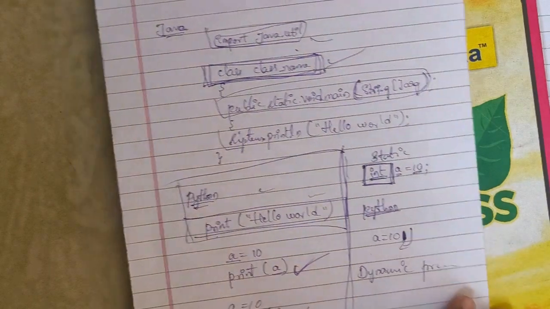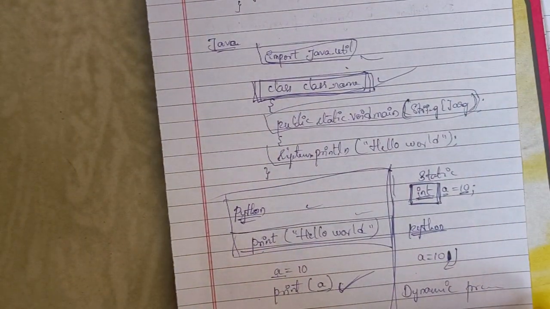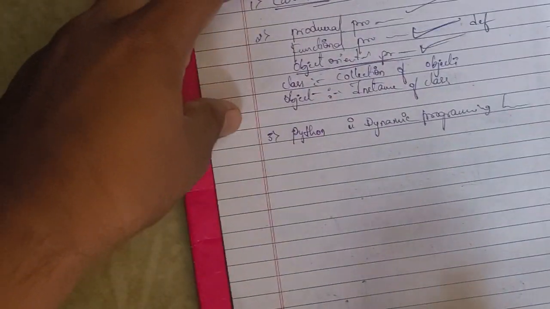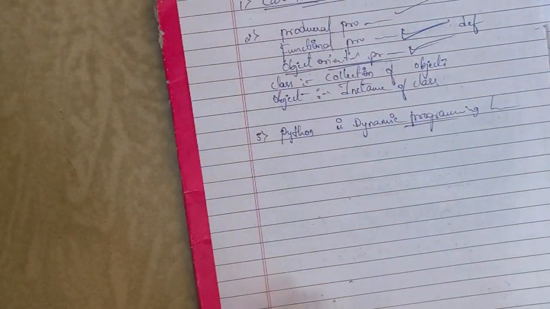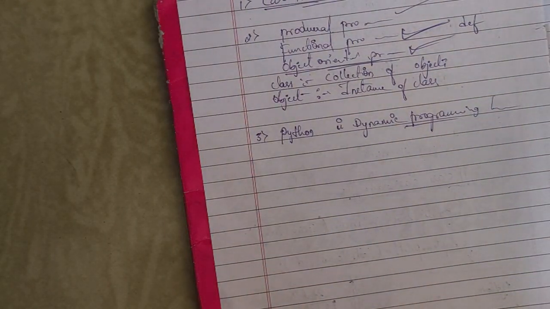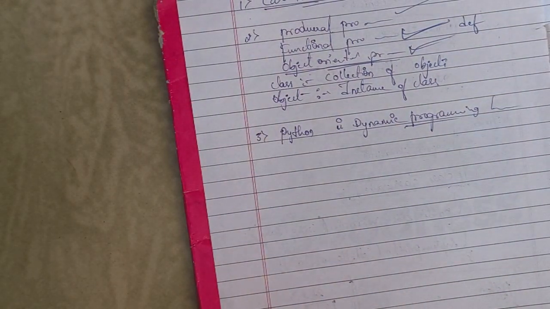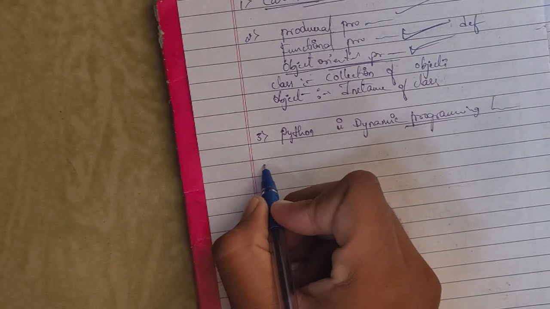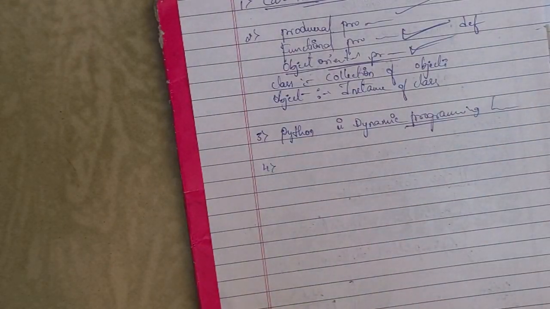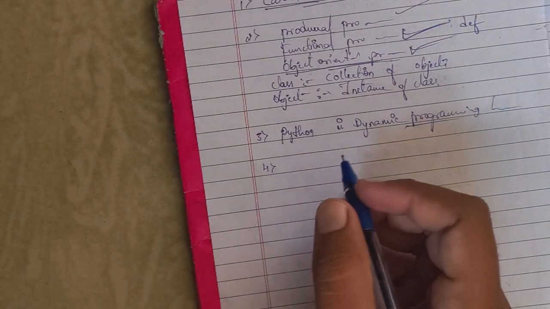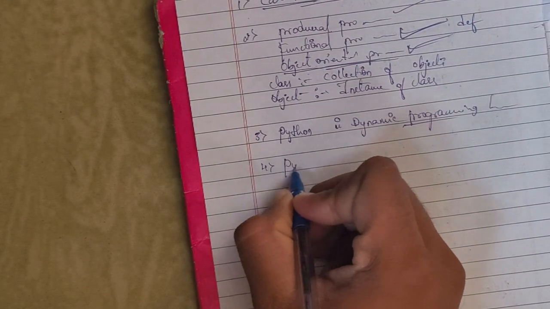Now, got it. This is the third point: Python is a dynamic programming language because of its inbuilt libraries. Let's go to the fourth point: Python is an open source language.